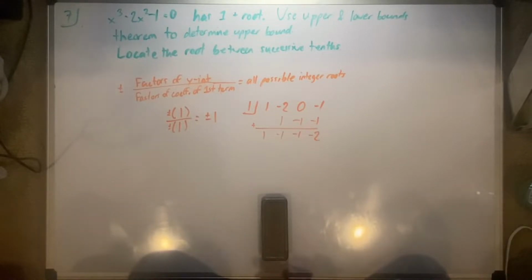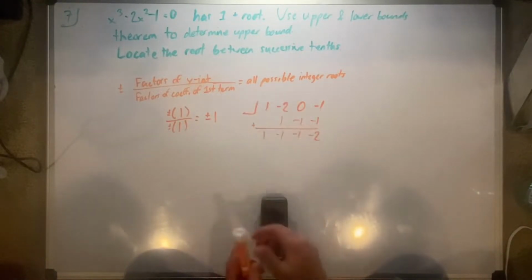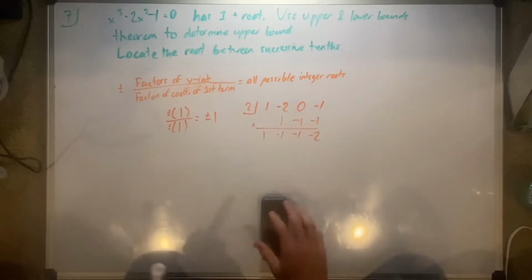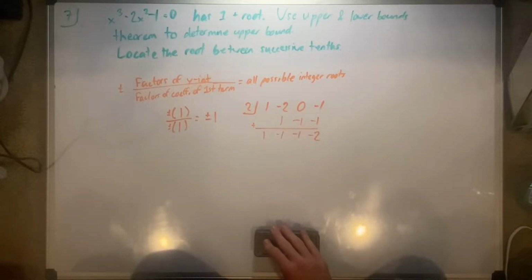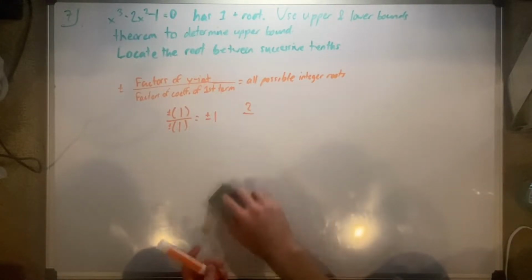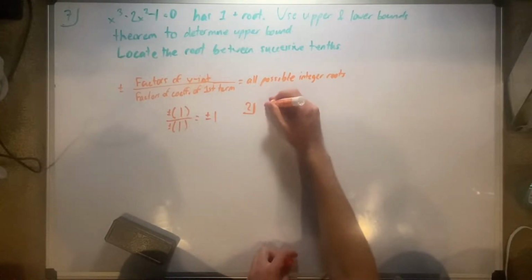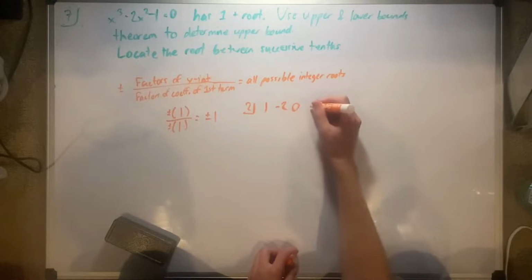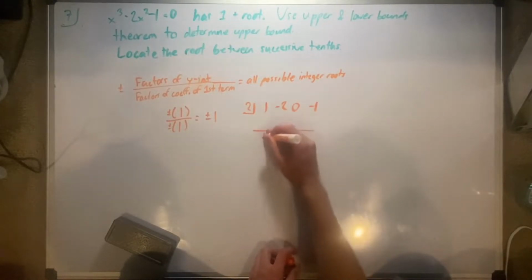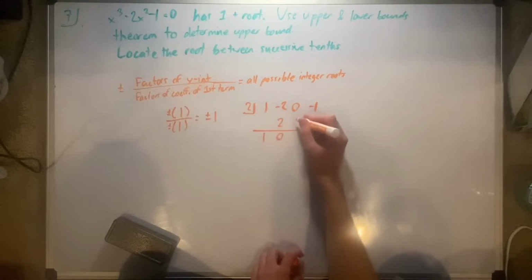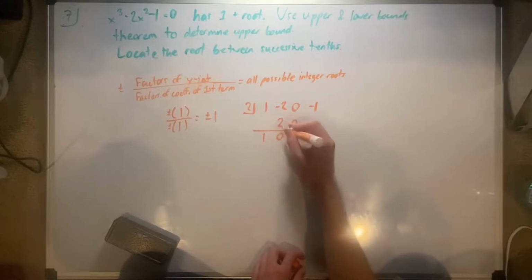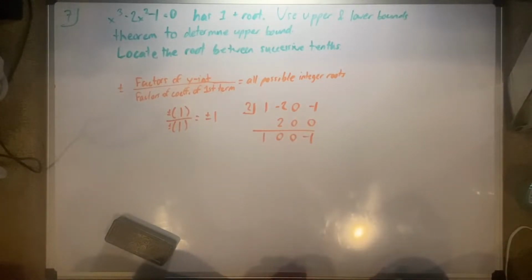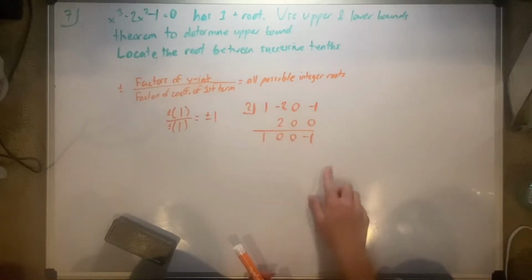So what we're going to do is continue on. Let's try a 2. We know it can't be 2, but let's just use it to figure out what that upper and lower bound could be. So with 2, we would go 1, negative 2, 0, negative 1, then 1, 2, 0, 0, 0, negative 1. So we have a negative here, which means we're not yet at our upper bound.